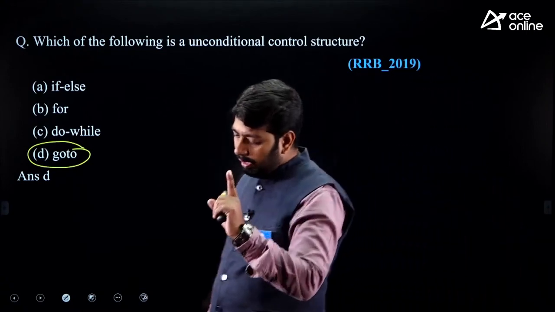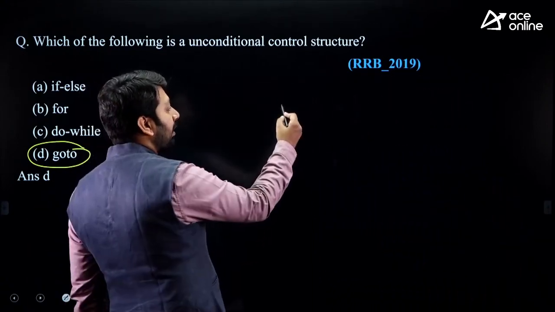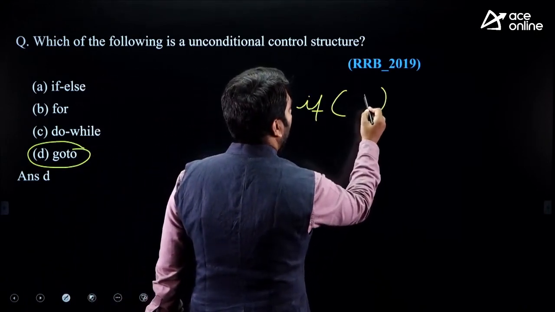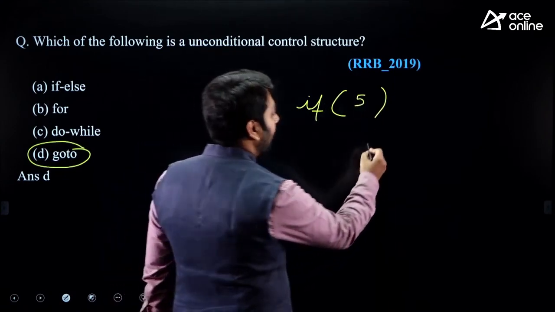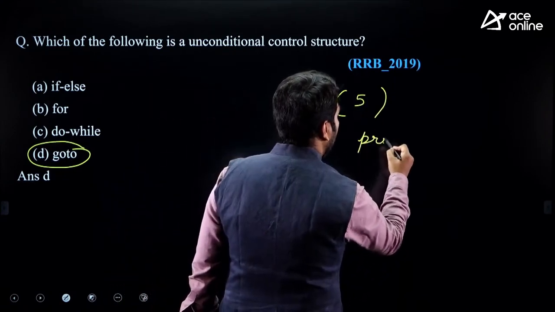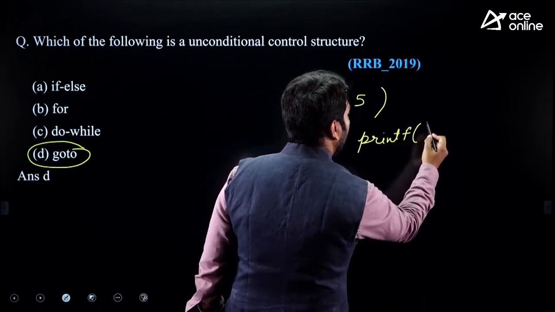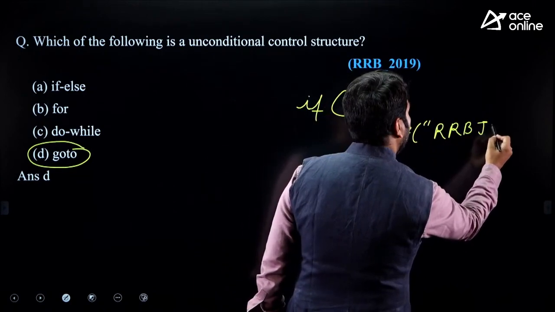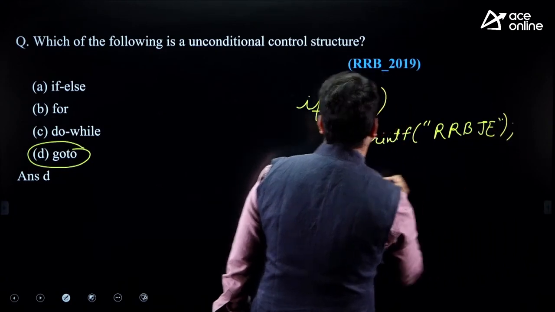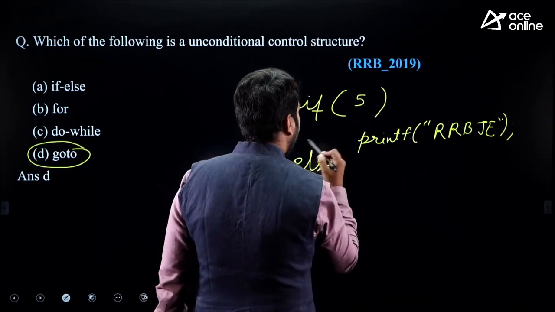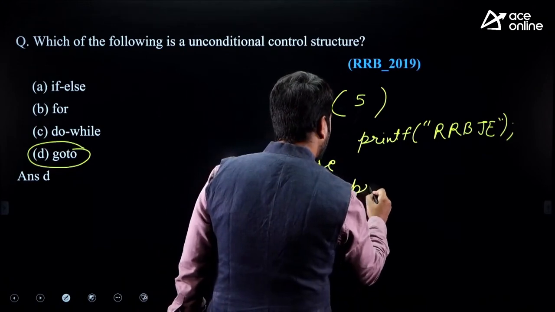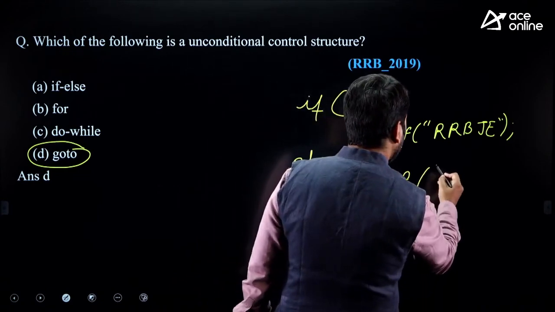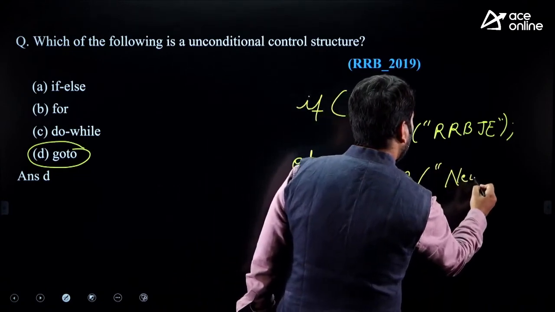Okay. Let me tell you one more thing about the previous question. If I write if 5 and here I am writing printf RRB JE, else printf new.